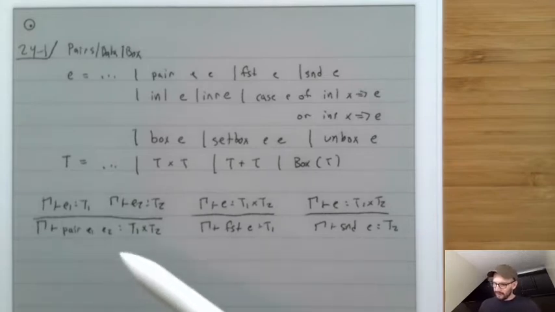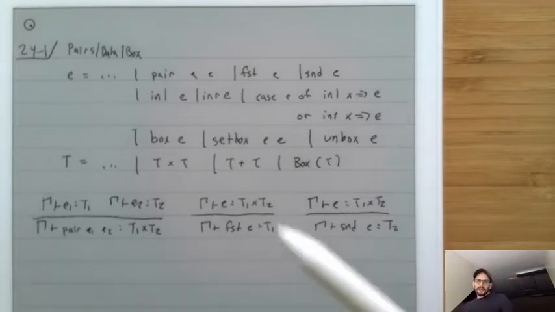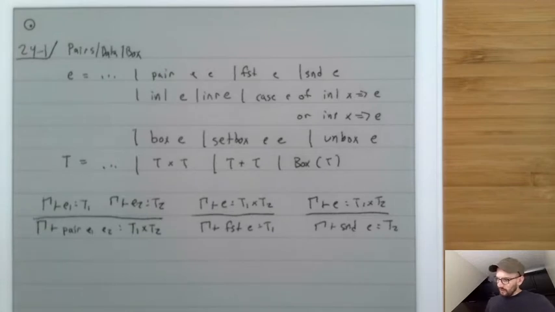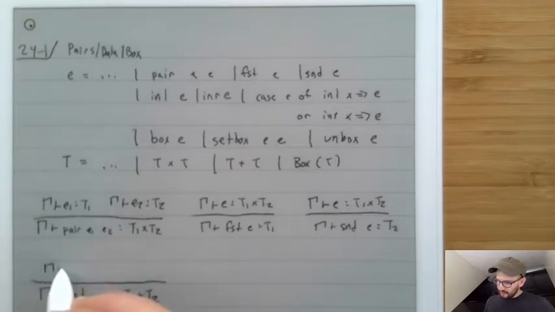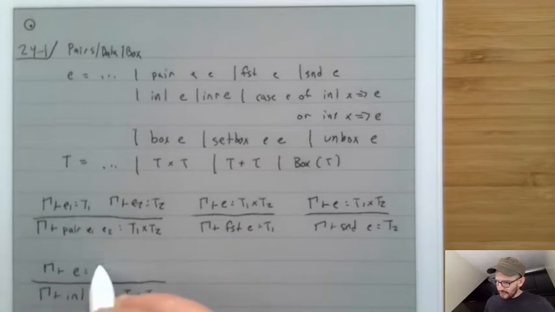Now notice that pair is very similar inside of the type system to an AND, because with a pair you have to provide a T1 and a T2, and then you get to select either one of them. In left and in right are going to look more like an OR, where we'll say that gamma proves that in left E has type T1 plus T2 if gamma proves that E has type T1.